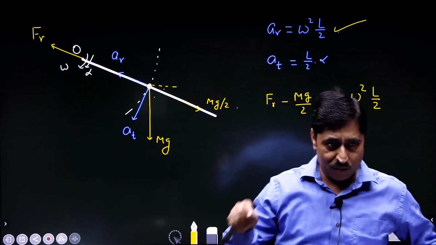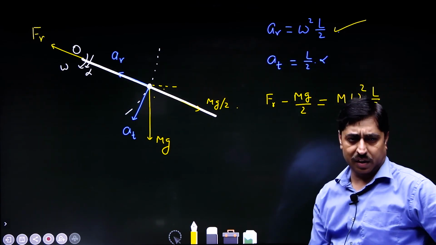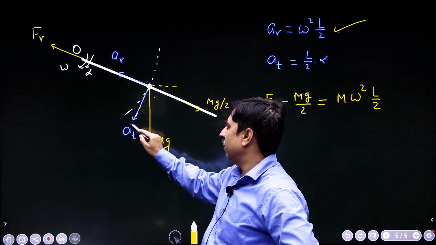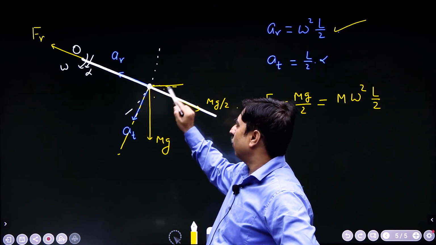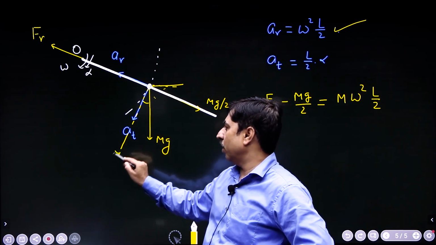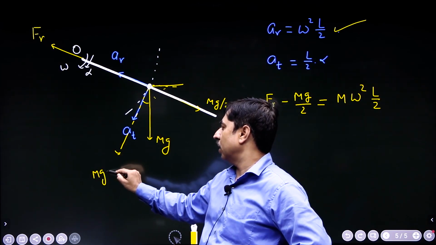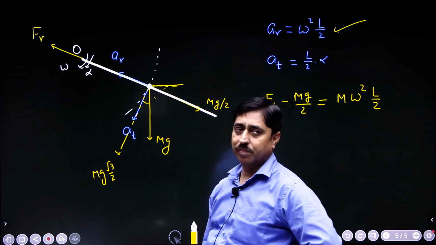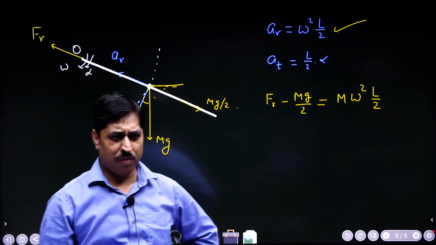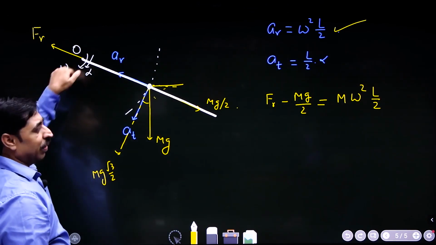Now, let us focus on the tangential direction. In this particular direction, there is a component of mg, this horizontal line, this is 30 degree, this is 60 degree, this is 30 degree. So, component of mg in this direction is mg cos 30 degree, this one. And there is a hinge force of course. I am not sure whether the hinge force is this way or this way.